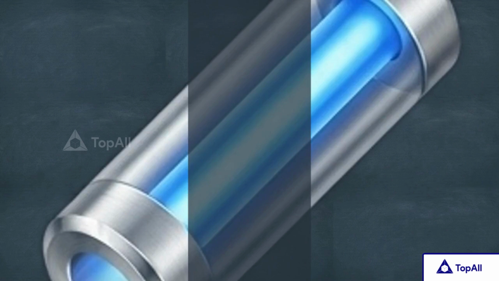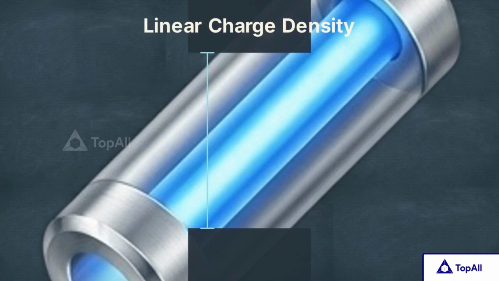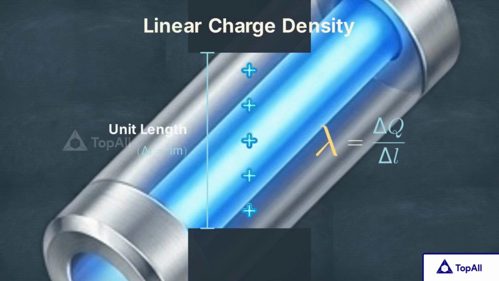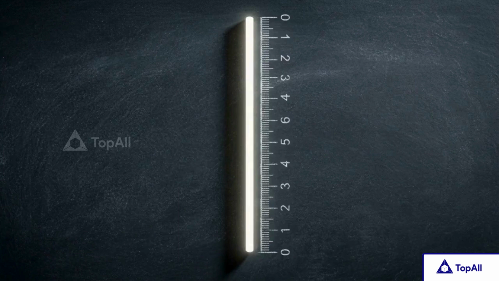So we have to evaluate the charge differently. Instead of total charge, we use linear charge density, represented by the Greek letter lambda. This metric tells us exactly how much charge exists within a standard unit of length, say 1 meter. Lambda isolates the concentration of the charge. It frees us from needing to know the impossible infinite length of the entire wire. By redefining our measurement from total charge to charge per unit length, we establish the exact mathematical footing needed to analyze the space immediately surrounding the wire.